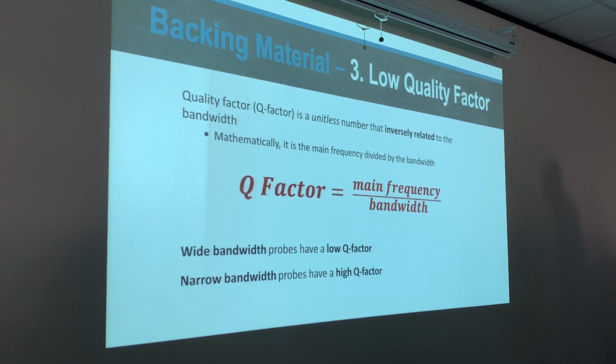Absolutely. Q factor is the quality. It's the quality of the sound being produced at its main frequency. That's what it is. Q factor is the quality of the sound being produced at its main frequency, its resonant frequency.